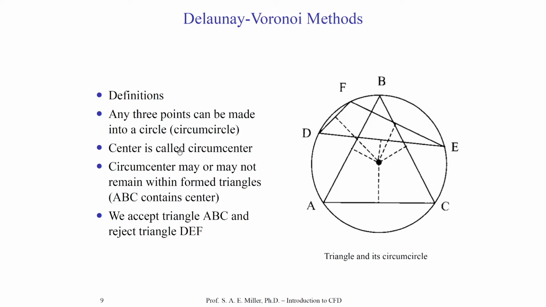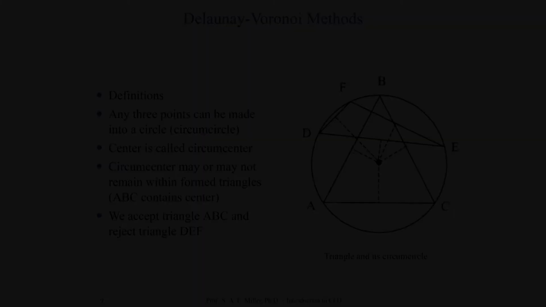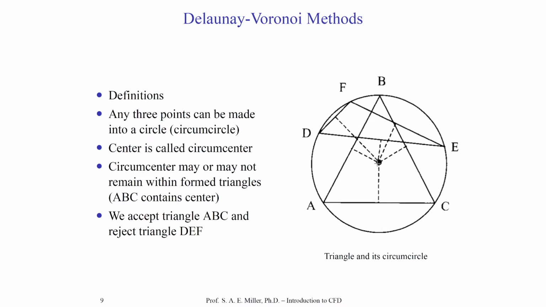You can see that if we place a point within the center of the circle, we'll define that as the so-called circumcenter. The circumcenter may or may not reside within the particular triangular element. If we place any 3 points on the circle, either the circumcenter will be inside or outside the particular triangle we form. Based on this so-called circumcenter test, we either reject the triangle ABC or accept triangle ABC.